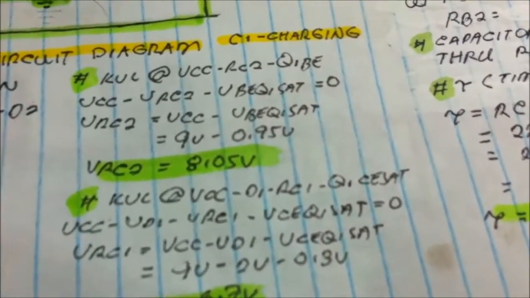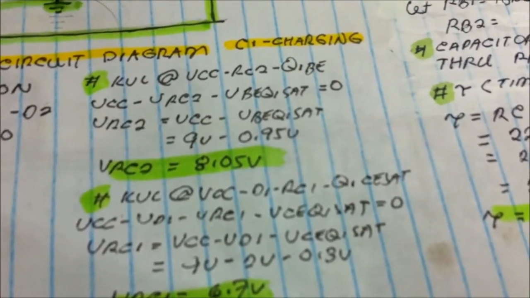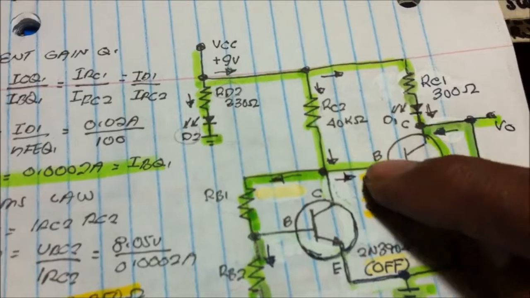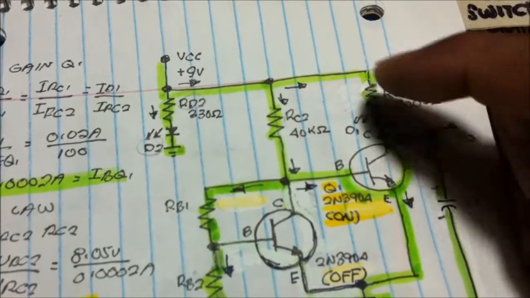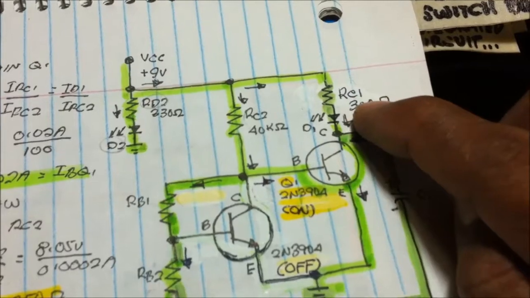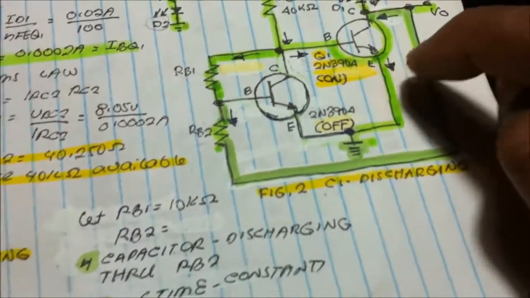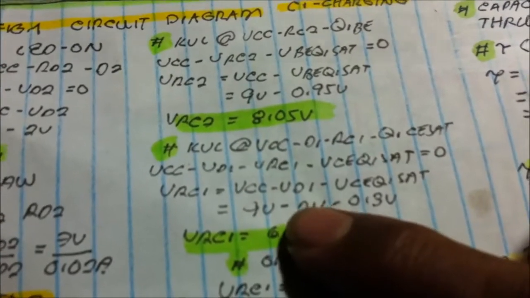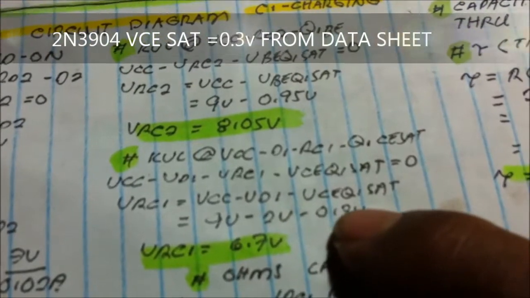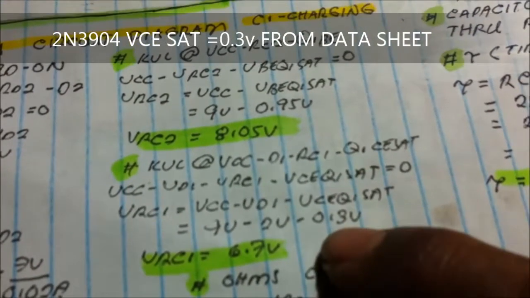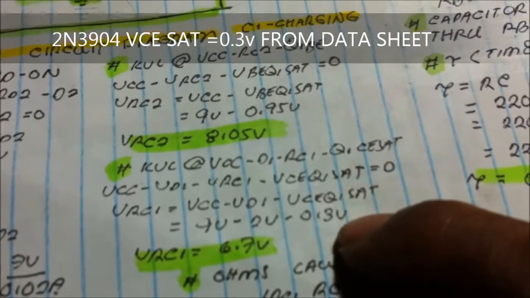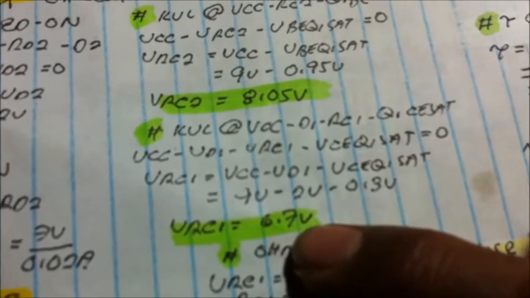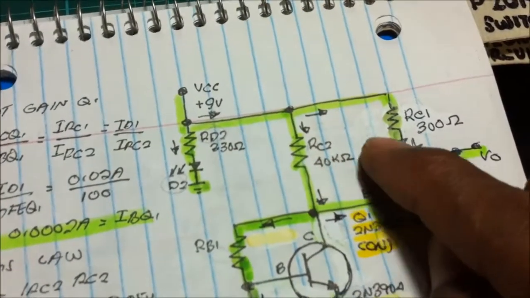8.05. We got another KVL at the D1, D1 here at the output side. VCC, VRC1, VD1, VCE sat. Because the transistor now is in saturation. And we know the collector emitter of transistor 1 in saturation is 0.3 in the datasheet of the 2N3904 transistor. We got now this 6.7 volts across RC1.